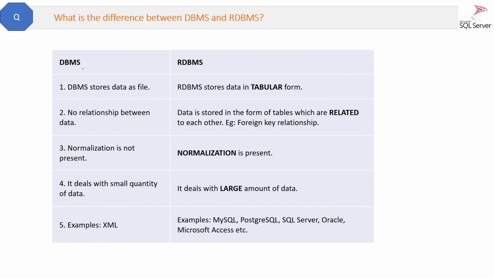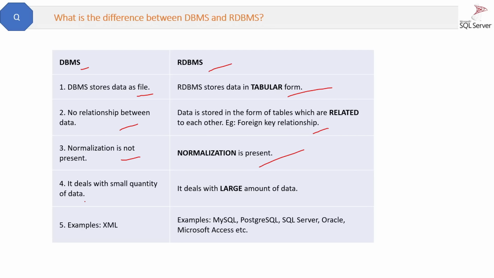Here are the differences between DBMS and RDBMS. DBMS stands for Database Management System and RDBMS stands for Relational Database Management System. DBMS stores data as files, RDBMS stores data in tabular form. In DBMS, there is no relationship between data. In RDBMS, data is related to each other via foreign key relationships. In normal DBMS, there is no normalization present. In RDBMS, normalization is there.